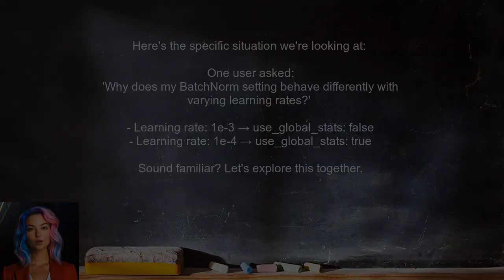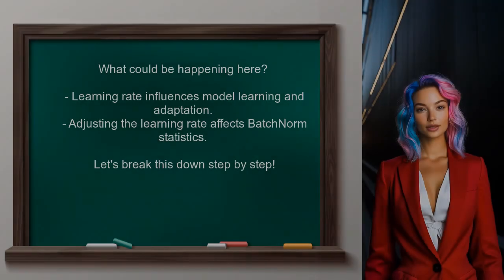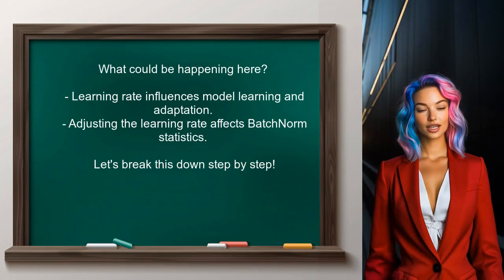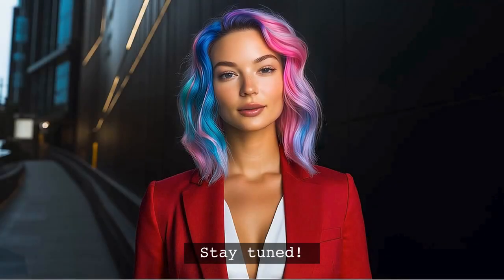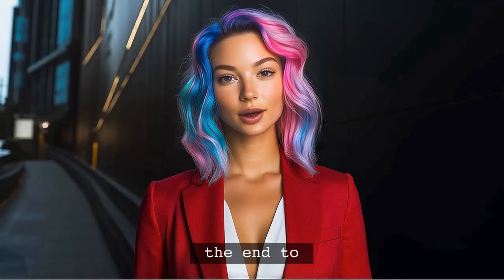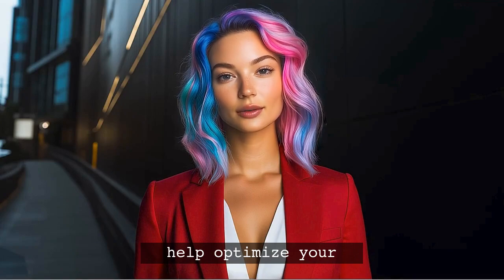Let's explore this together. So what could be happening here? The learning rate can significantly influence how the model learns and adapts during training. When you adjust the learning rate, it can affect the stability of the batch norm statistics, leading to different performance outcomes. Let's break this down step by step. And stick around. At the end of this video, I'll share a key insight that could help you optimize your model even further.